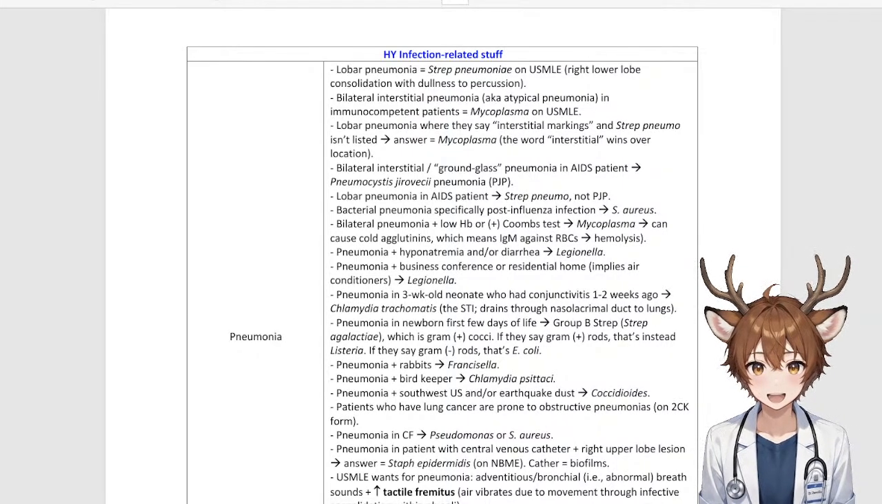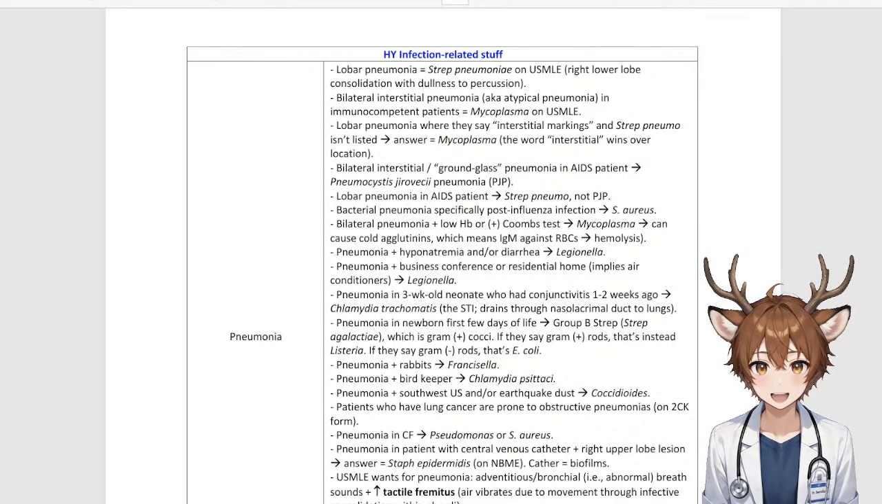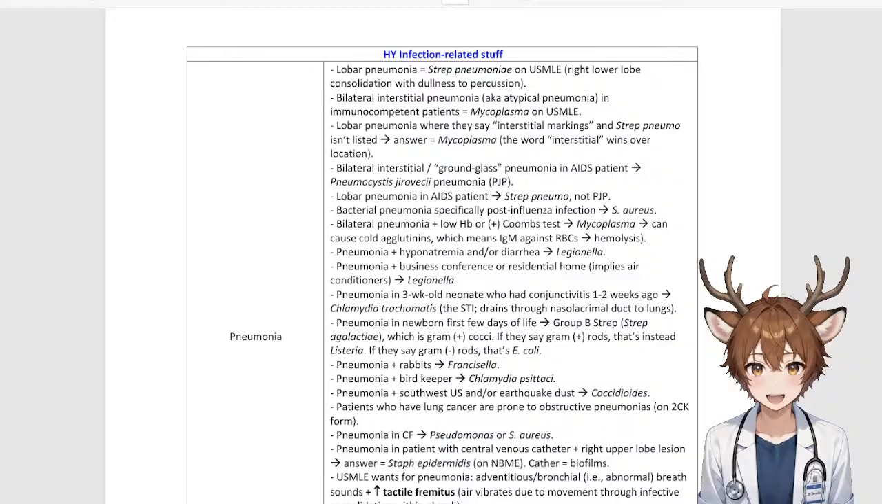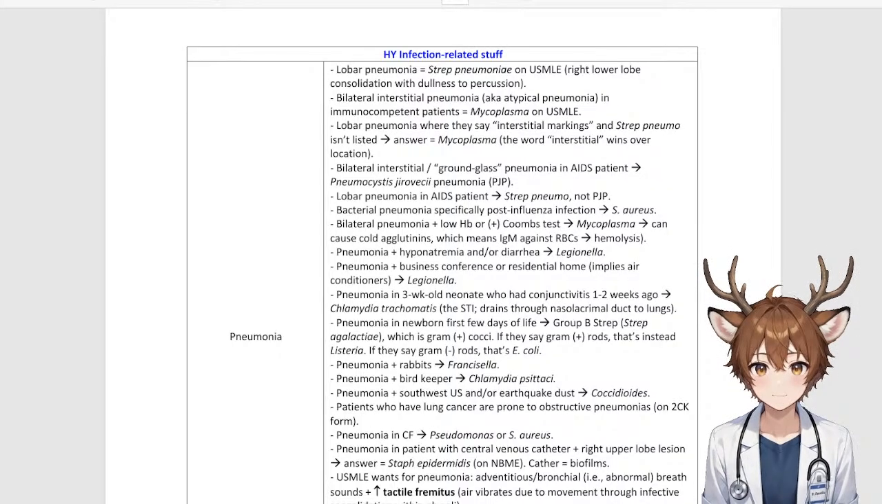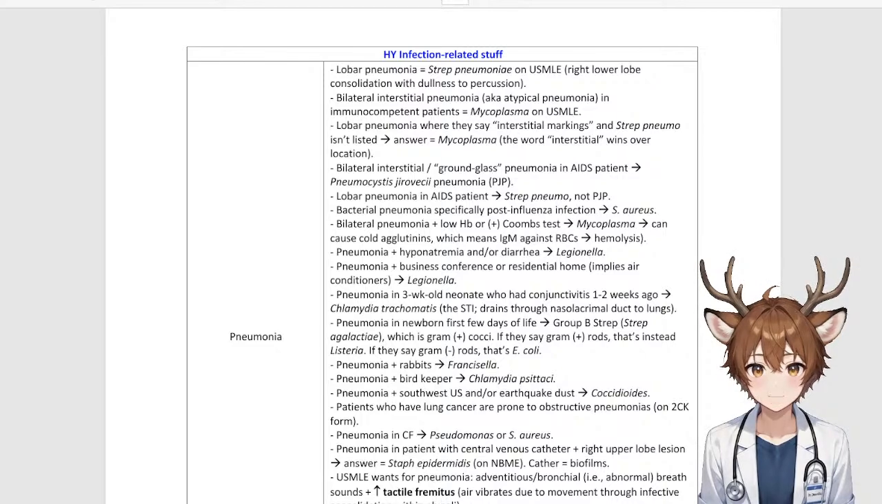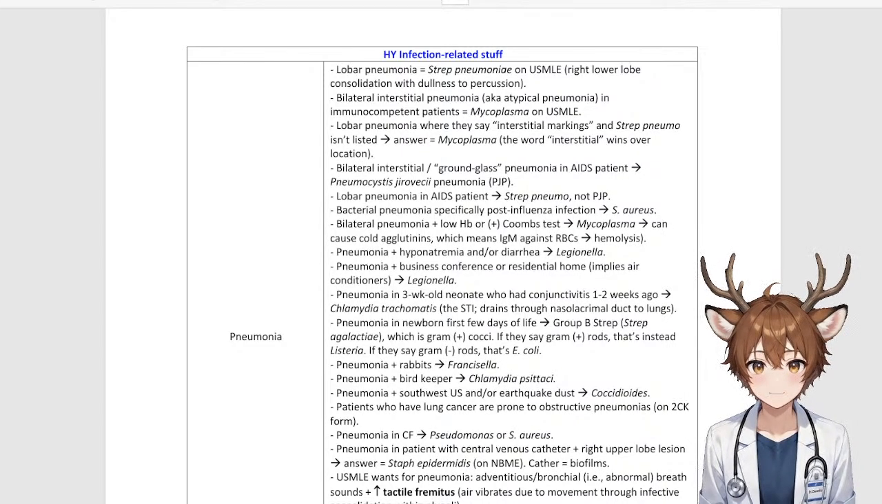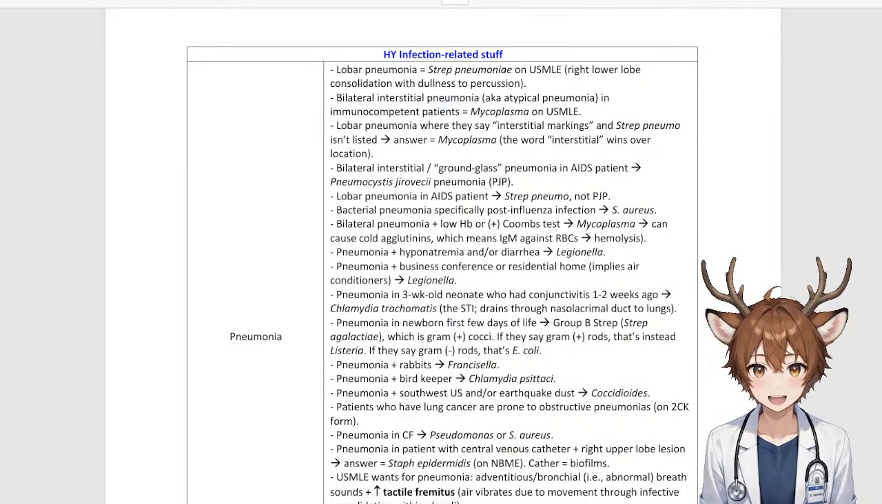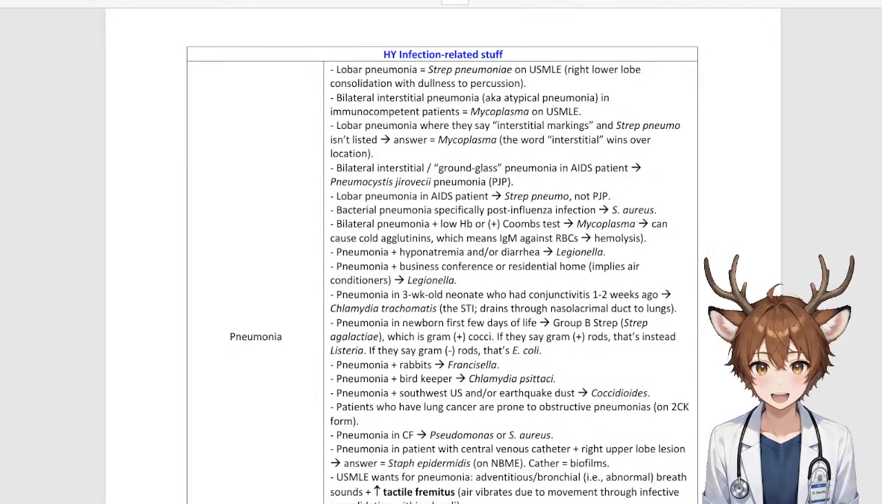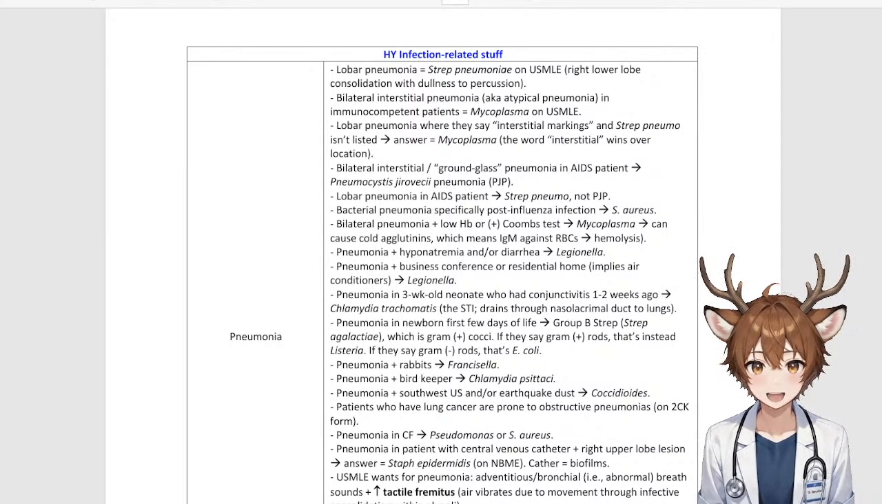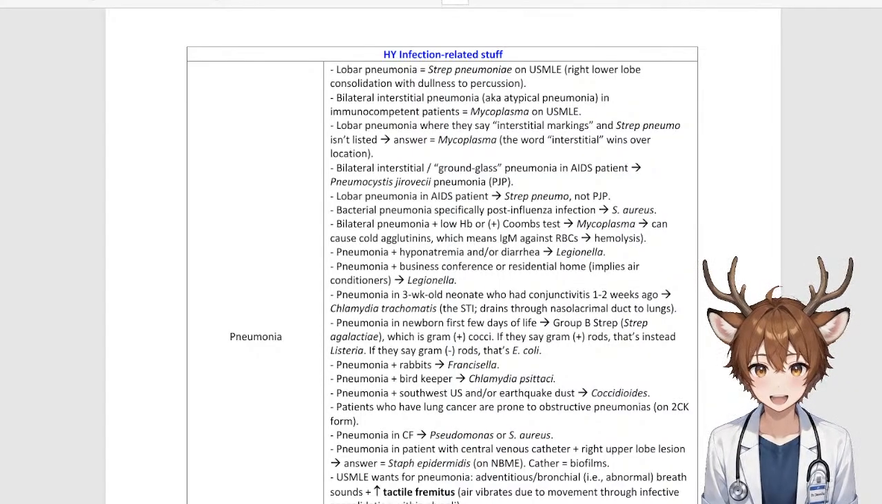Bacterial pneumonia, specifically post-influenza infection, would be Staph aureus. Bilateral pneumonia plus low hemoglobin or positive Coombs test would be Mycoplasma, which can cause cold agglutinins, which means the IgM against RBCs, giving you hemolysis. Pneumonia plus hyponatremia and or diarrhea would be Legionella. Pneumonia plus business conference or residential home implies air conditioners, which would be Legionella.